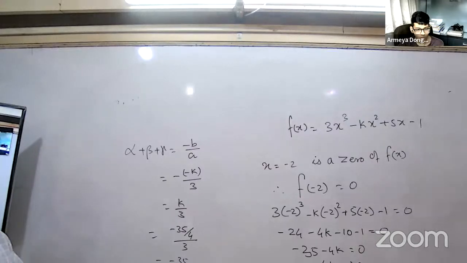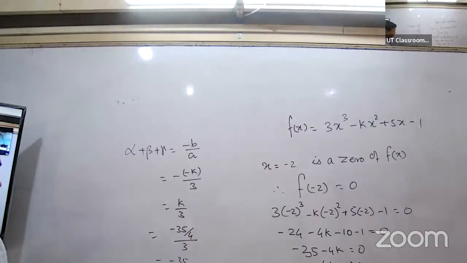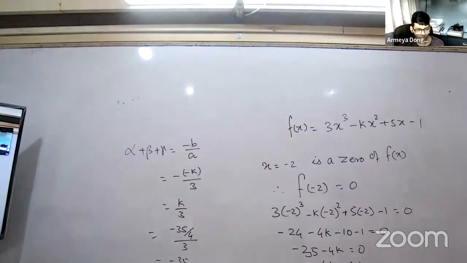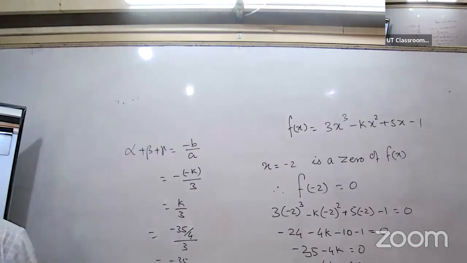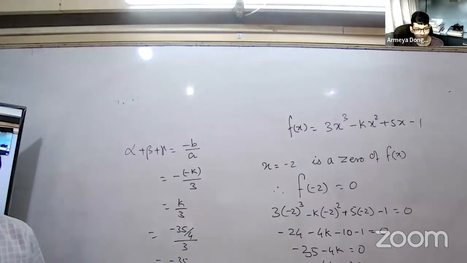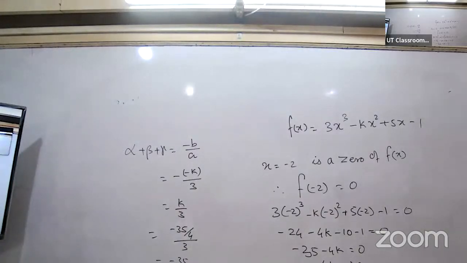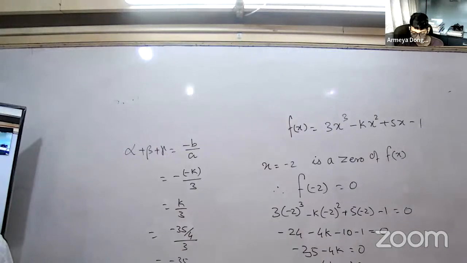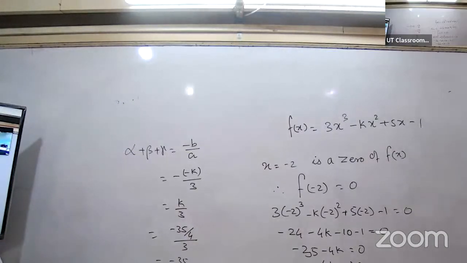Because it should be +30, no? Plus 35 by 4, 35 by 2. What are you telling now? It should be plus 35 by 12. What is the value of K? Minus 35 by 4. What is the formula for alpha plus beta plus gamma? Minus B by A.